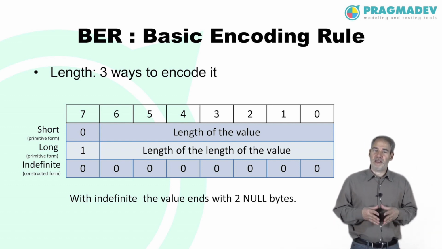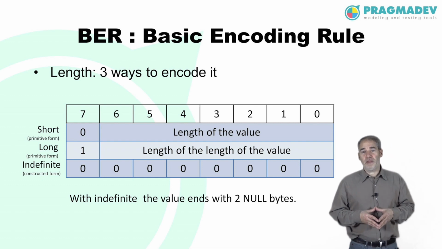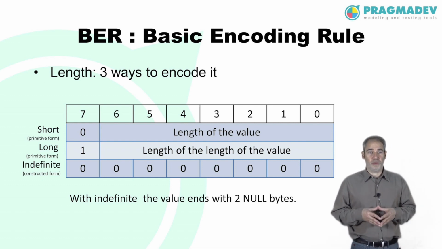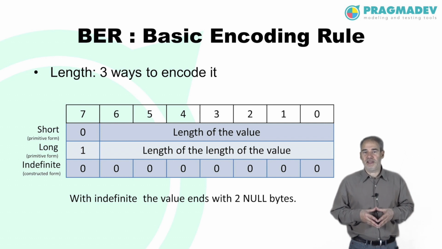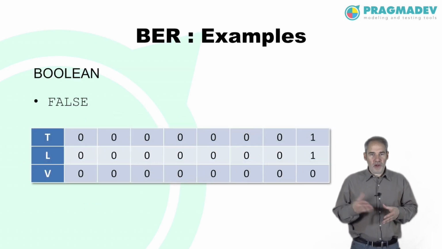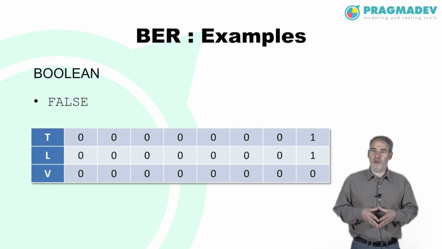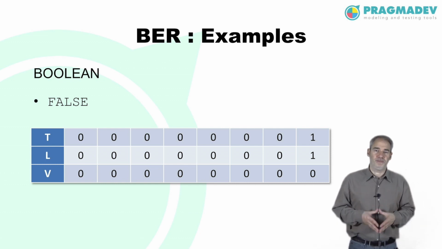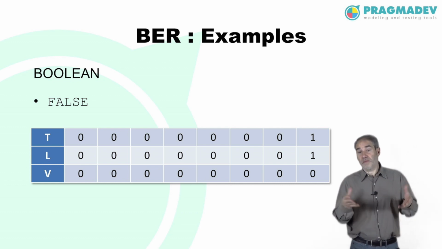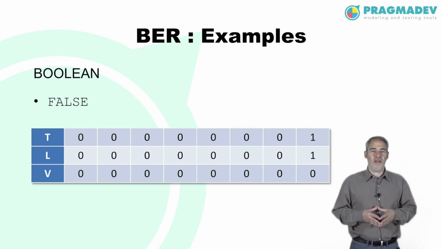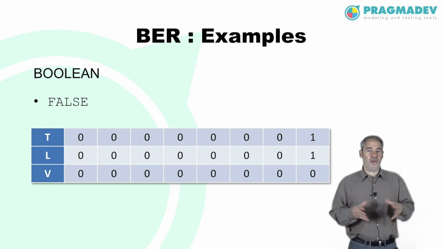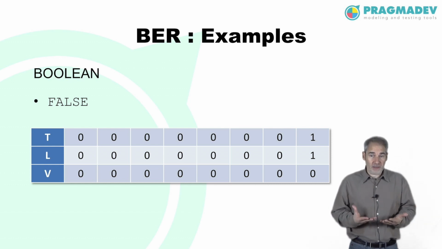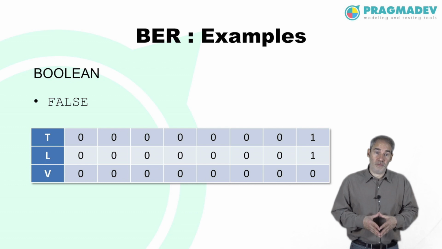This might look a bit scary for basic encoding, but that was the set of the general rules. Let's look at some practical examples now. What about a simple type such as a Boolean? The class is universal, the form is primitive, and the tag is 1. So the first byte value is 1. The length is 1 as well, and the value is 0 for false and anything else for true. That is pretty straightforward, but requires 3 bytes to encode a single Boolean value.